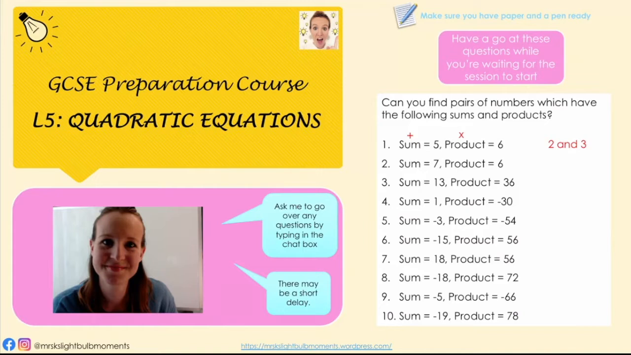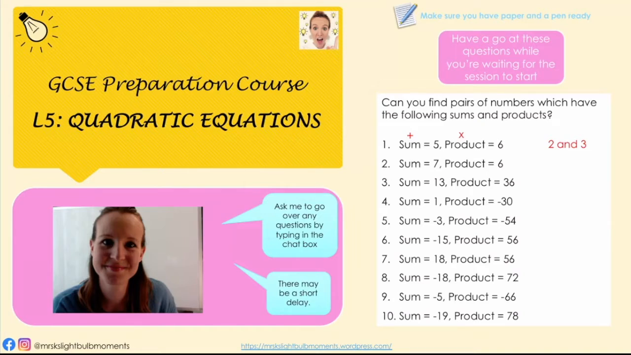While we're waiting for a few more people to log in, have a go at these starter questions. So can you find pairs of numbers which have the following sums and products? I've done the first one for you, so remember sum is what two numbers add up to and product is the answer you get when you multiply the two numbers.